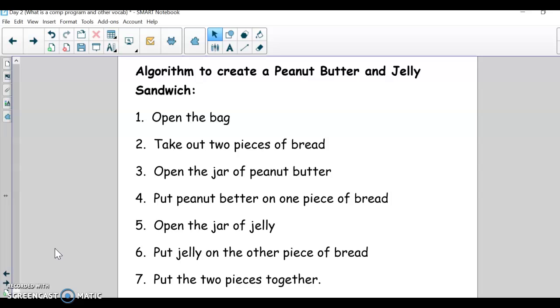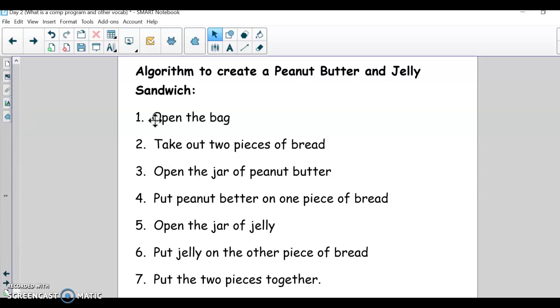Okay, so the thing is when you write, what's different is a human could understand this, right? If you told a human how to make your peanut butter and jelly sandwich this way, they would have no problem with that. All right. But a computer is very, very specific and very, very detailed.